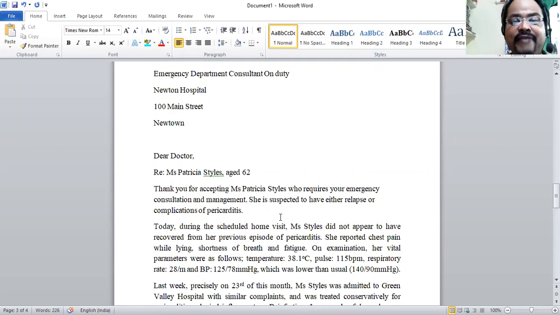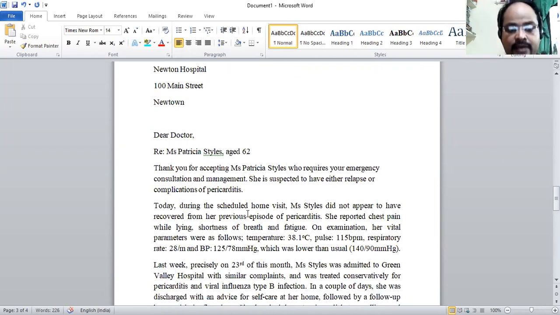She is suspected to have either relapse or complications of pericarditis. So we have briefly said what her condition is and what she requires. The request is given first, requires your emergency consultation and management, and then the suspected things, either relapse or complications of pericarditis. Now, today, what happened during the scheduled home visit? So we are highlighting the situation, we are outlining.